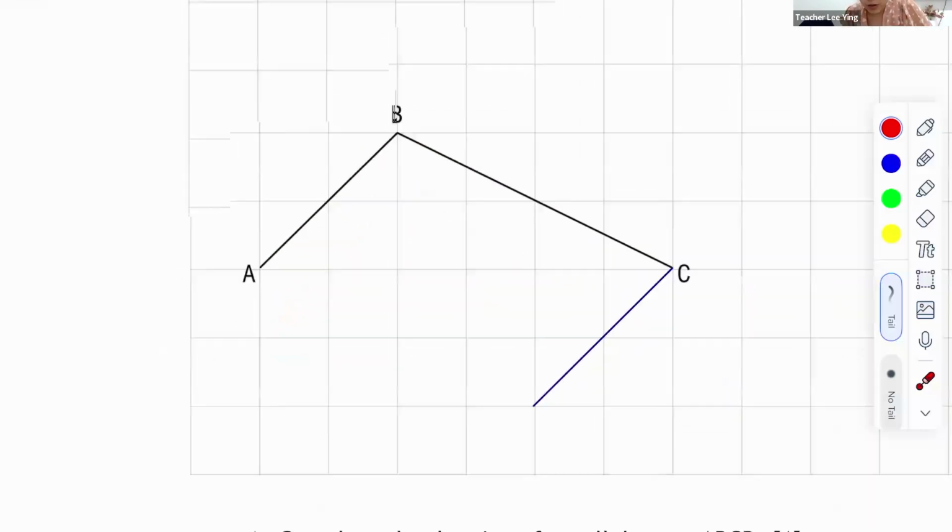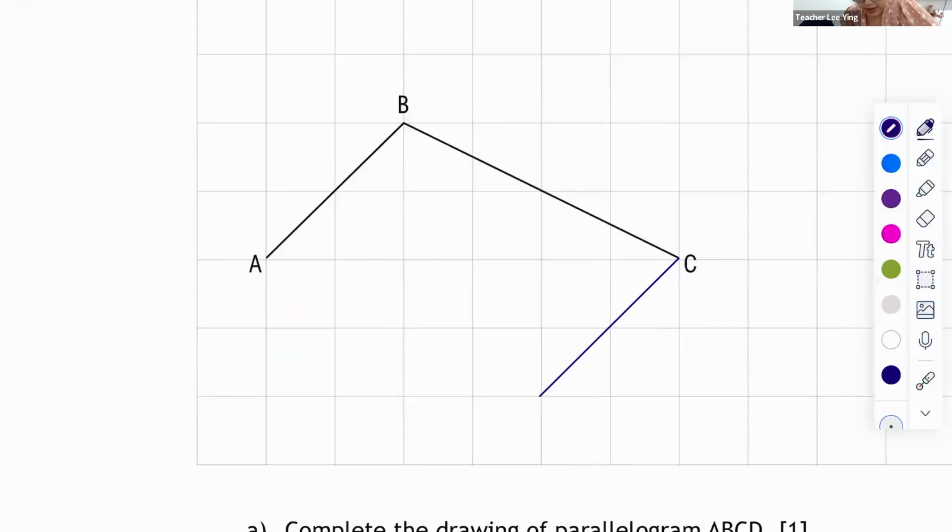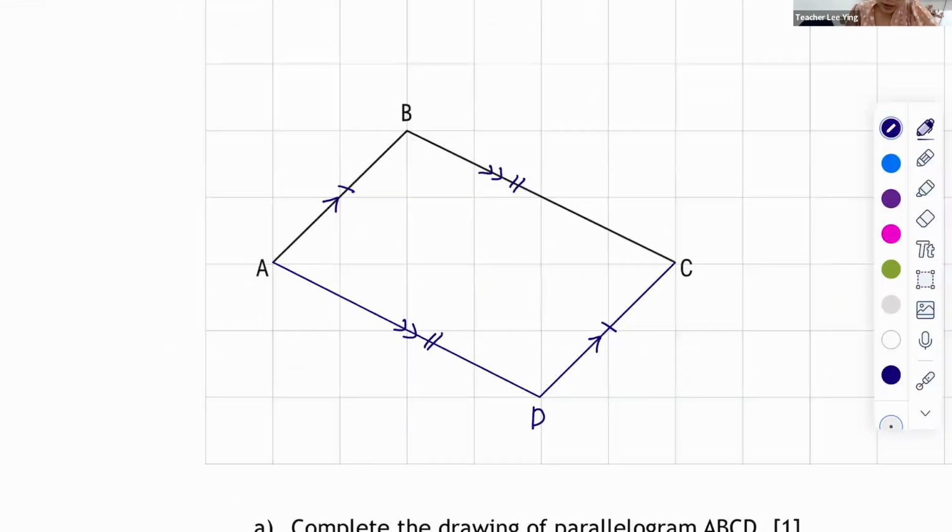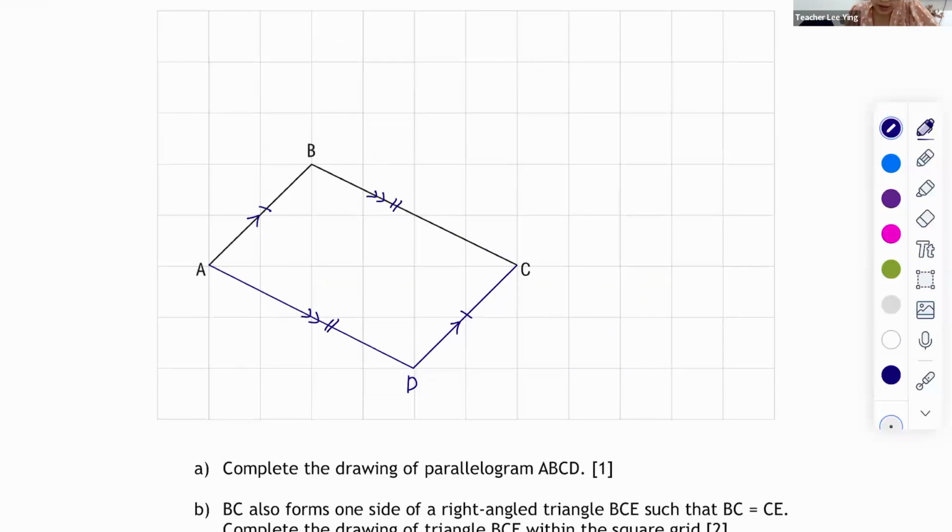Okay. So once I determine where D is, which is this corner, I can complete my parallelogram. All right, I will just do some quick labeling of the parallel sides and the sides that are equal. Part B, BC also forms one side of a right-angled triangle BCE.